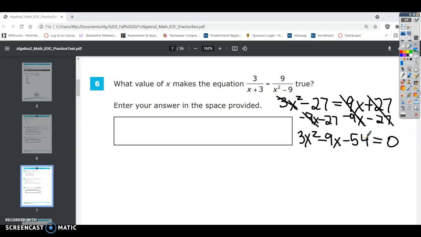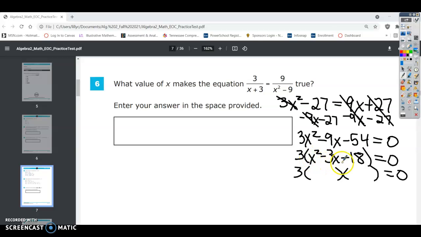Now we need to factor. If we look at this, 3, 9, and 54 all divide into 3 evenly. So we're going to take out our greatest common factor of 3. 3 goes into 9 3 times, and 3 goes into 54 18 times. Now we don't have to worry about the 3, it just drops off, but we do need to finish factoring this expression here.